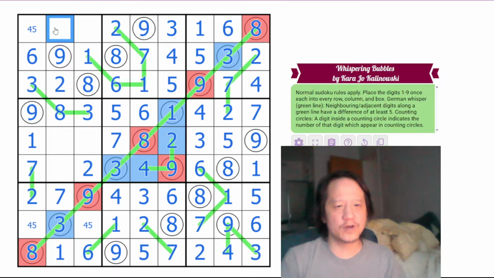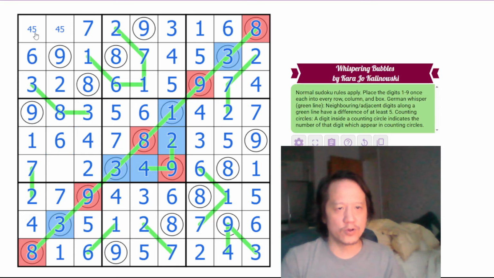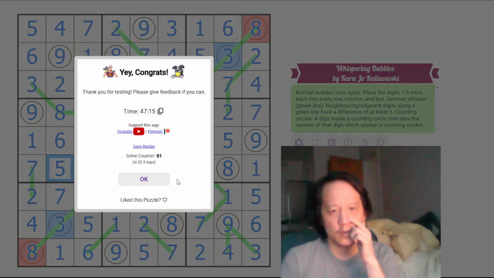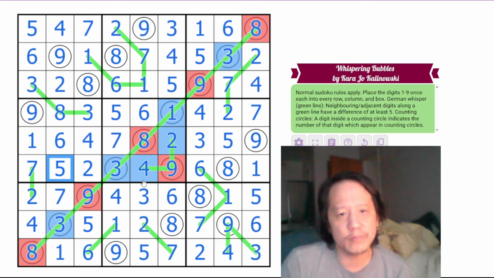We have 4, 5, 7 remaining in row 1, and neither of these can be 7 because of the 7s in the column. So this must be 7 here. This is 4, 5, and it cannot be 5 because of the 5 in the row, so this is 4, which makes this 6. 4 eliminates 4 here, so it's 5 and 4, which forces this to be a 5. And that's the solution.